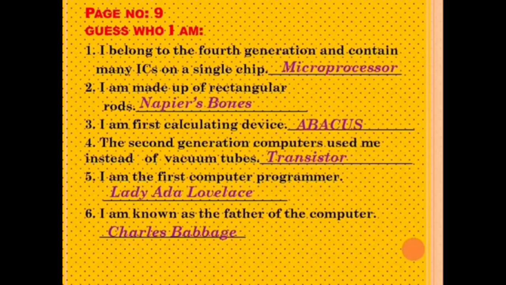The first one is microprocessor. In that they have many ICs. Rectangular rods looks like, that is the Napier's bone. First calculating device, abacus. The second generation computer used, instead of vacuum tubes, transistor. The first computer programmer is Lady Ada Lovelace, and father of computer we call Charles Babbage. Note it down.